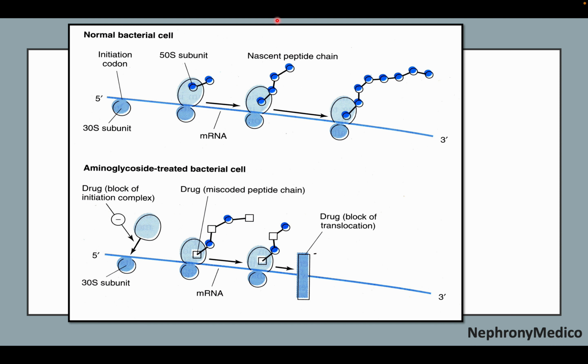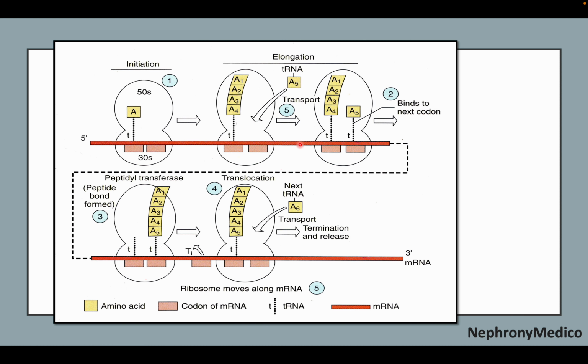Now, this is a picture showing the mechanism of action, where the 30S subunit is the site through which this drug works. This is another picture showing the mechanism of action at the cellular level.